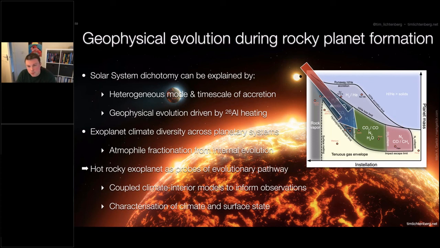We cannot probe forming planetary systems directly. Would be great. So if you know a way, find a way to do that, that would be amazing.